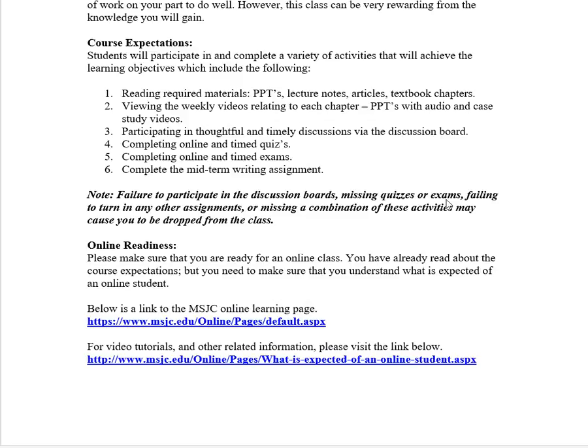So the first is to read the material. Go through the PowerPoints. Go through the lecture notes if I post lecture notes. Read the articles. Read your chapter in the textbook. Again, remember, that's my pitch again, 3rd or 4th time now for the textbook. Read the chapter to add context, to fill in the blanks.